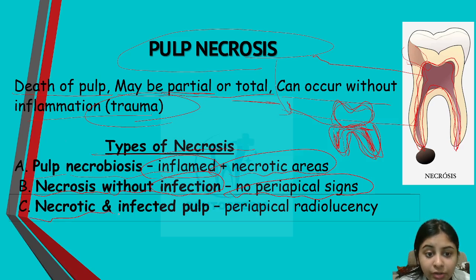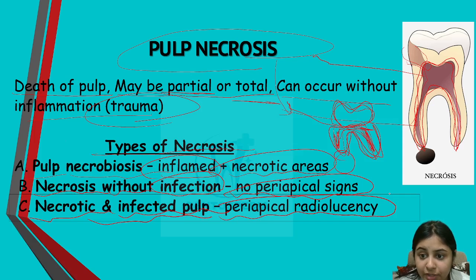Then third is a necrotic and infected pulp. That means this necrosis is due to infection. We can see periapical radiolucency. So when you see a periapical radiolucency like this in the picture, it means that the pulp has become necrotic due to inflammation, and it is an infected and necrotic pulp.